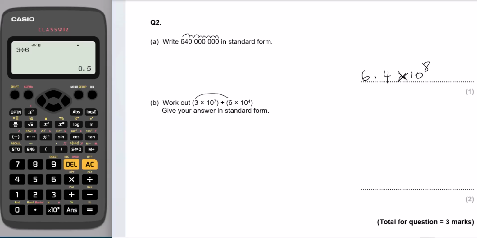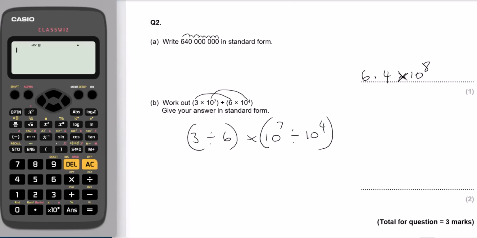We're going to divide 3 by 6 and 10 to the power 7 by 10 to the power 4. So 3 divided by 6, then times 10 to the power of 7 divided by 10 to the power of 4. 3 divided by 6 is 0.5. If you're not sure, always do your calculation. Times 10 to the power of 7 take away 4 is 3.